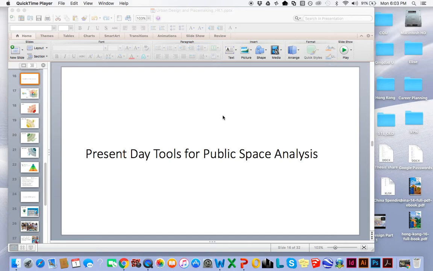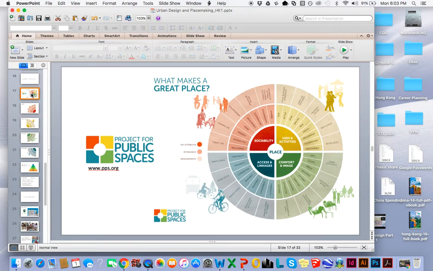We're going to go back to New York City, where there is a very well-respected nonprofit organization called the Project for Public Spaces that has developed this infographic that planners and citizens can use to analyze a specific space. And if you want more information, you can go to their website, www.pps.org.